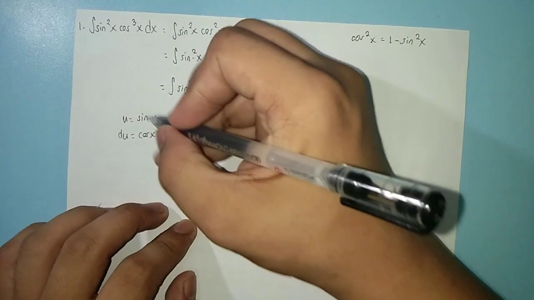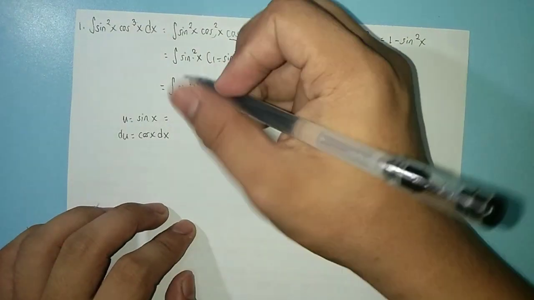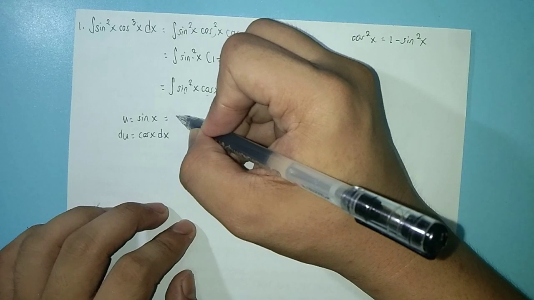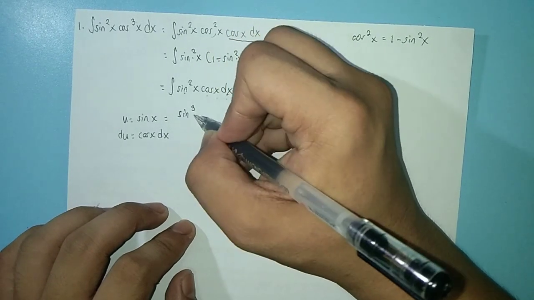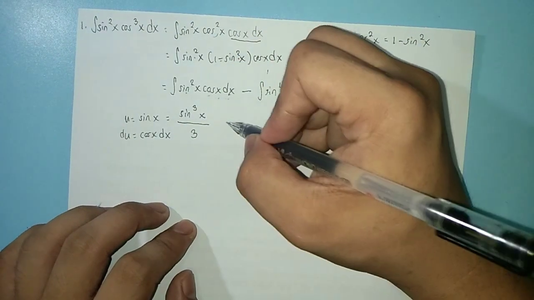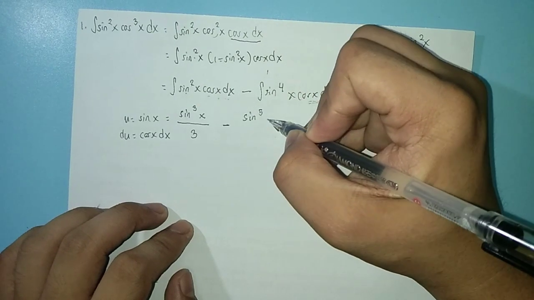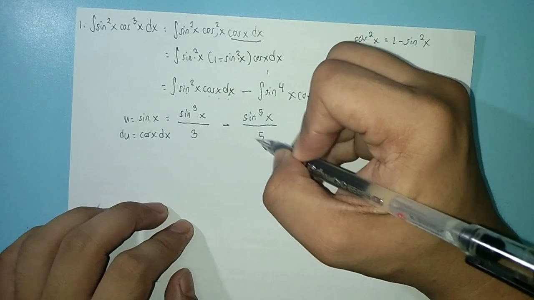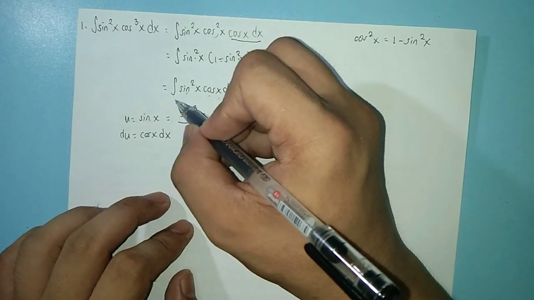Okay? So, u raised to n du ang nangyari. Okay? So, kung u raised to n du yan, mag-a-add lang tayo ng exponent, no? Sa exponent nito ng 1. So, magiging cube from square, magiging cube of sine x over kung ano yung exponent niya, 3, minus, ito magiging raised to 5 sine x over 5 plus c. Okay, so ganyan lang siya kasimple.